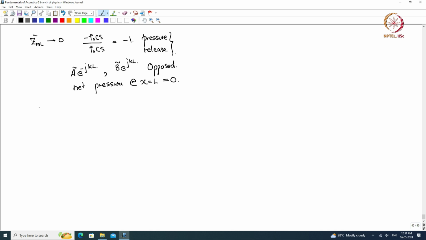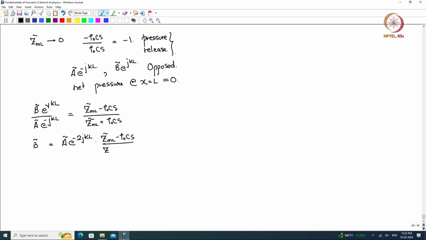So, now what do we have? We have B tilde e to the power of j k L by A tilde e to the power of minus j k L is equal to Z m L tilde minus rho 0 C s by Z m L tilde plus rho 0 C s, or if A is known, I can find B as A tilde e to the power of minus 2 j k L into this quantity, which is R L tilde.